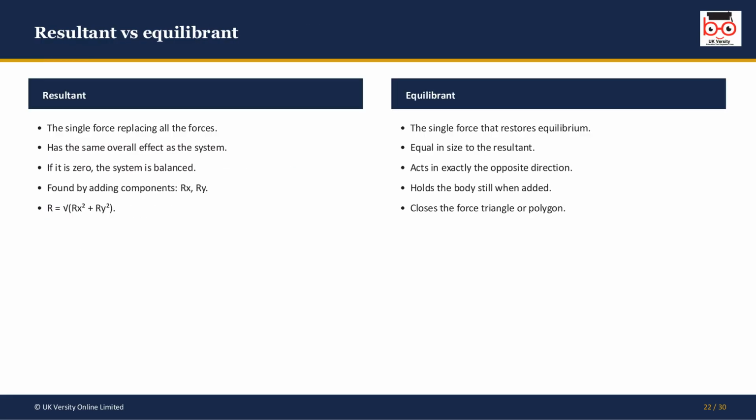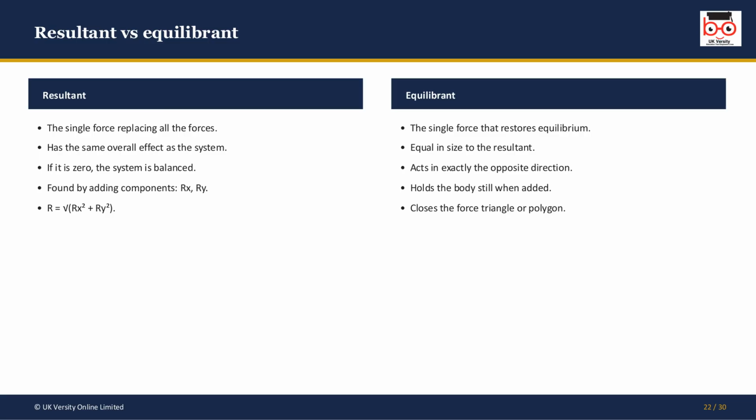It's worth pausing to compare two ideas that are easy to mix up, the resultant and the equilibrant. The resultant is the single force that could replace the whole system and have the same effect. You find it by adding the components, Rx and Ry, and taking the square root of Rx squared plus Ry squared. If that resultant is 0, the system's already balanced.